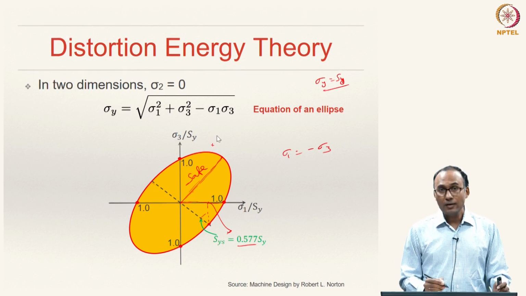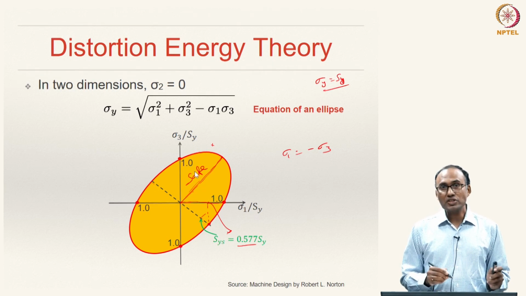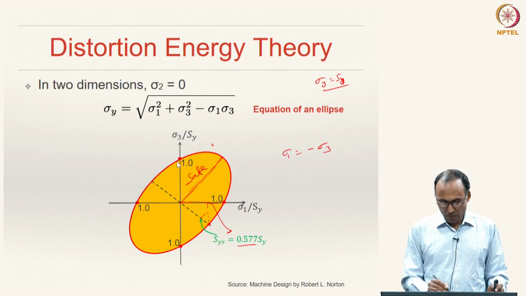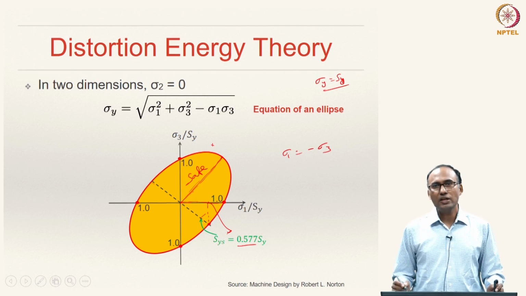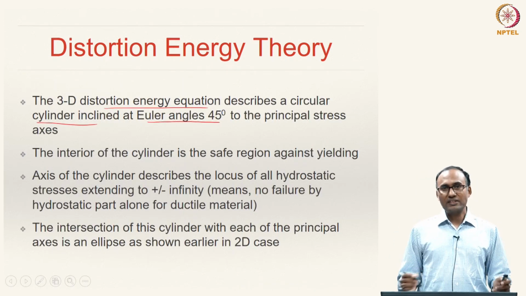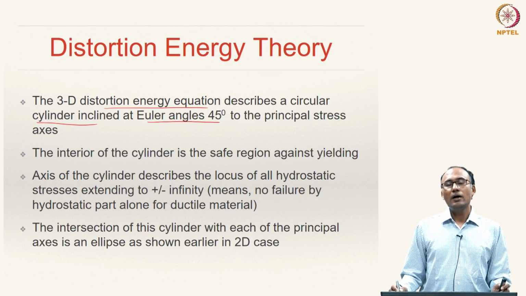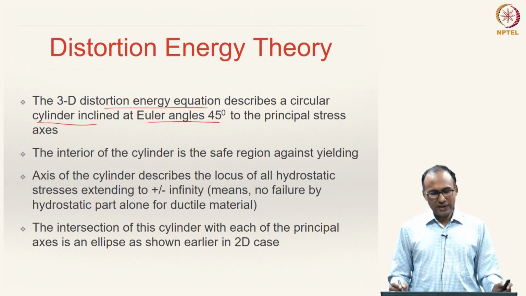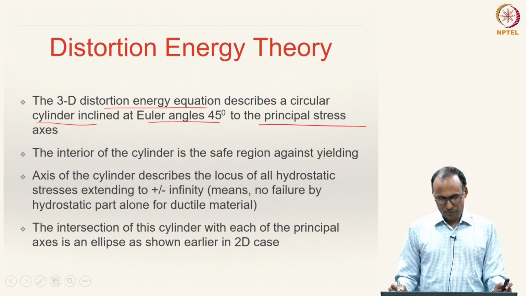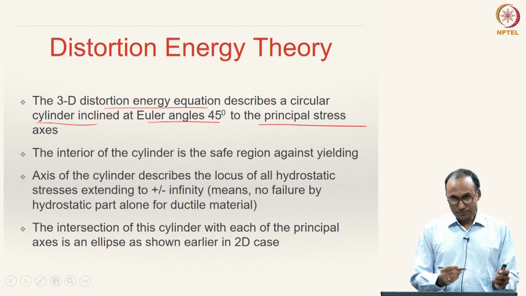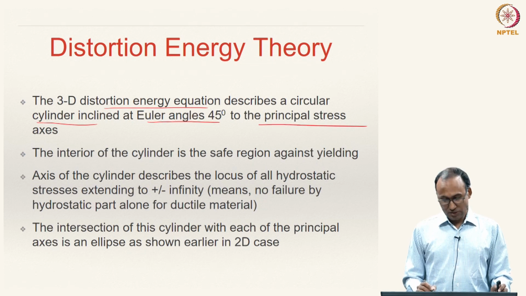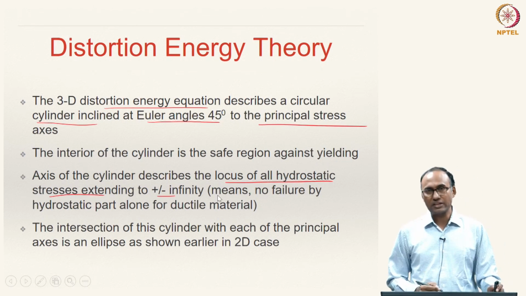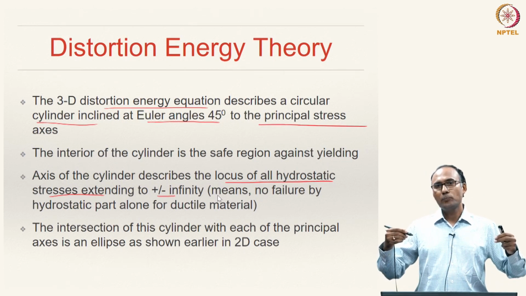So, you should ensure that whenever you are designing a component, your stress state when you represent it on the sigma 1 sigma 3 plane should be within the boundary of the red curve. So, it should always be within the yellow region. So, for 3D states, in 2D it looks like an ellipse, and in 3D it looks like a circular cylinder inclined at Euler angles 45 degrees to the principal stress axis. The axis of the cylinder in that case describes the locus of all hydrostatic stresses extending to plus or minus infinity. That means, on the hydrostatic stress you can see.